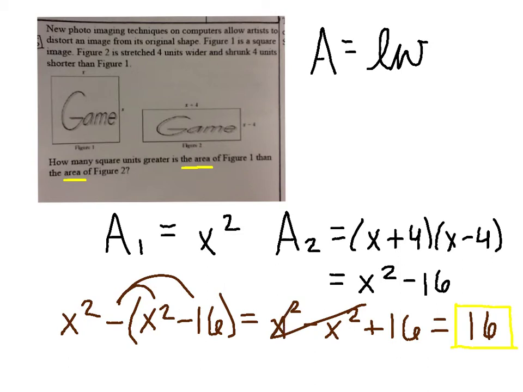And here's one more way of looking at that. Area of Figure 2 is the same thing as the area of Figure 1, except here we're subtracting 16. So in order to get this to be the same as this, we have to add 16 to this. So the idea here is that this area is going to be 16 units bigger than this area because we're taking 16 away.